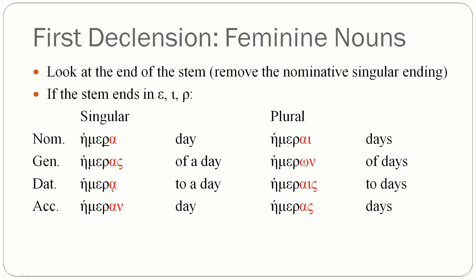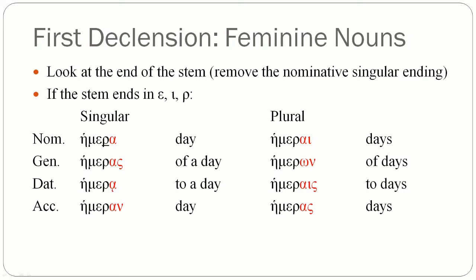Again, you're going to look at the end of the stem, so remove that nominative singular ending. And here is the first sort of subcategory of the first declension. All right, these are all words where the stem ends in one of 3 letters. Okay, epsilon, iota, or rho. Now, from that last slide that we looked at, there were a number of words there, and they all ended in different letters to end the stem. But if the stem ends in one of those three letters, epsilon, iota, or rho, it will follow this pattern. Okay, and I've highlighted the endings in red.